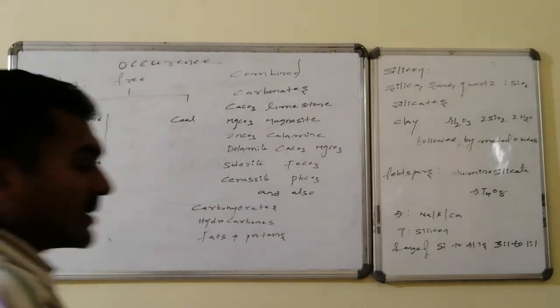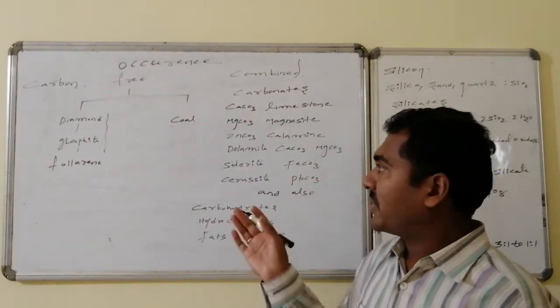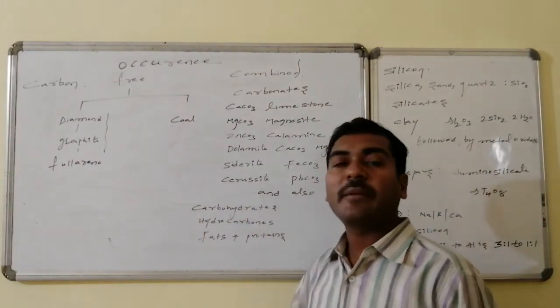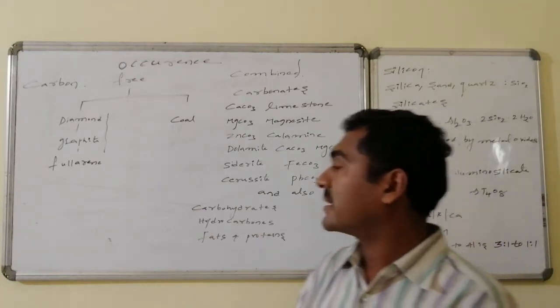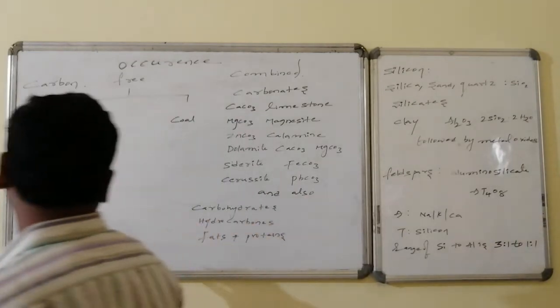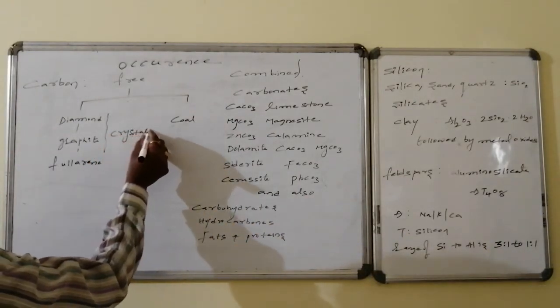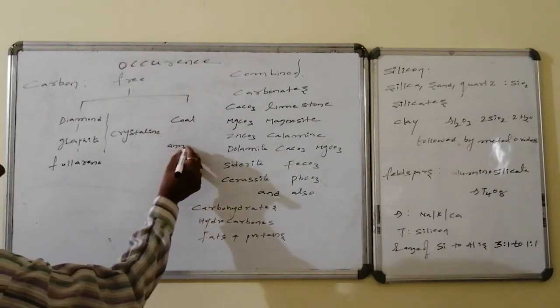Occurrence: carbon is present in the free state as well as in the combined state in nature. In the free state, carbon is present as diamond, graphite as well as fullerenes in crystalline form, whereas coal is the amorphous form. These are crystalline, and coal is the amorphous form.